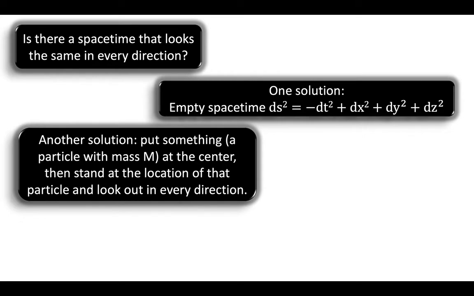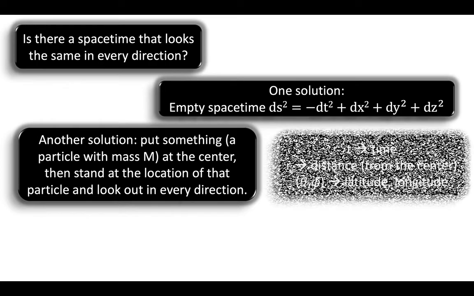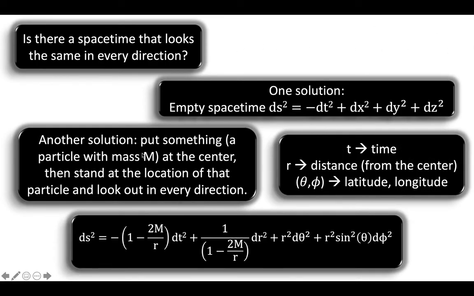Center is arbitrary. I'm allowed to set center to be anywhere I want, so I'll set it at the location of the particle. If I am viewing the universe from the location of that particle, the universe will look the same in every direction. So the space-time, the shape of the background universe, the shape of the stage that is space and time, when I have a single particle in the universe, is going to look something like this.